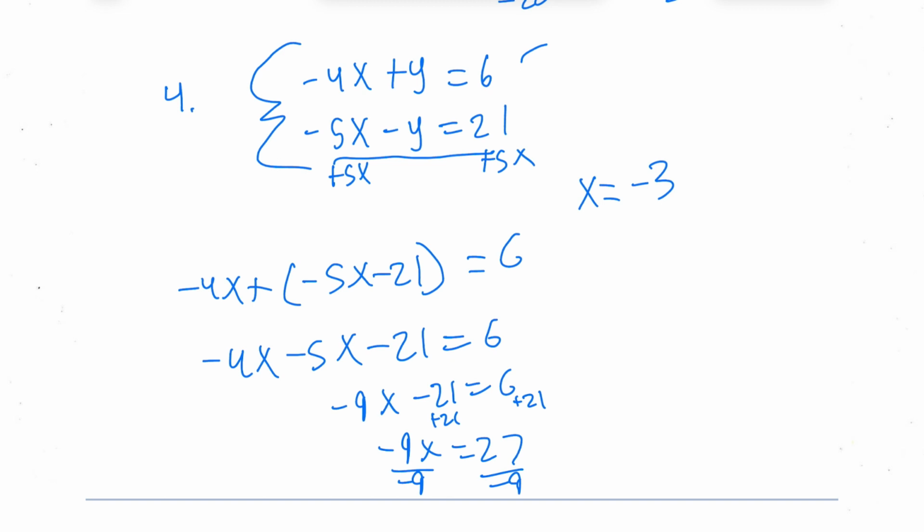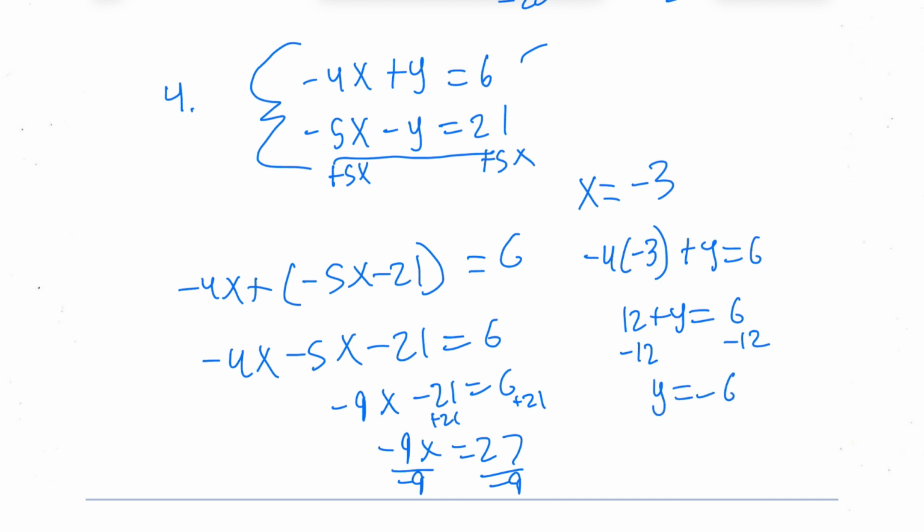And now we can plug this into any equation to find y. I'm going to use the top equation. So now we have negative 4 times negative 3 plus y equals 6. That gives us a positive 12 plus y equals 6. In order to get y, we just subtract 12 from both sides, and we're left with y is equal to negative 6. So then our final answer is negative 3, negative 6.